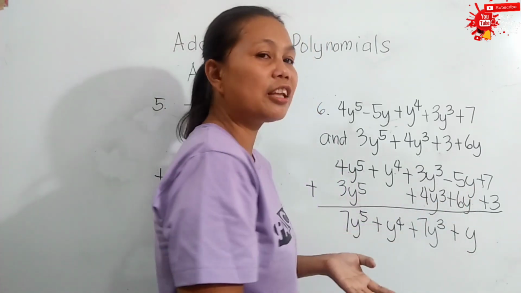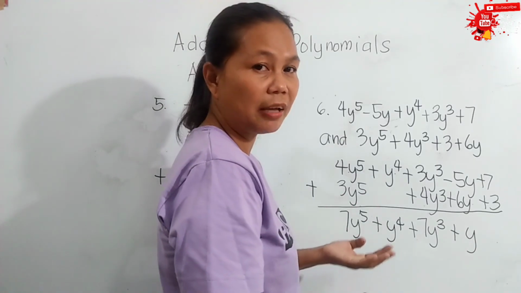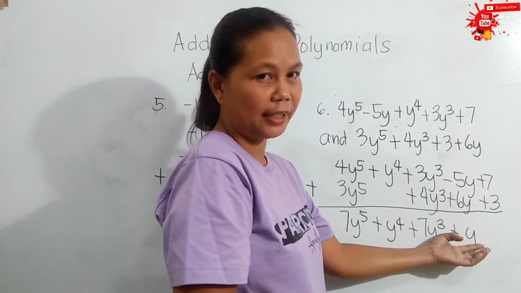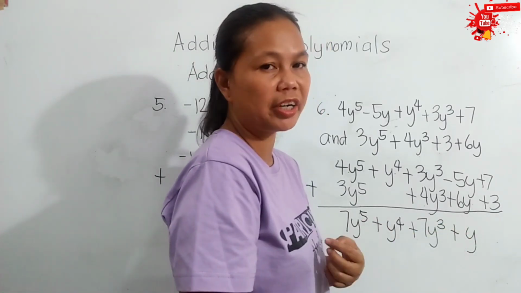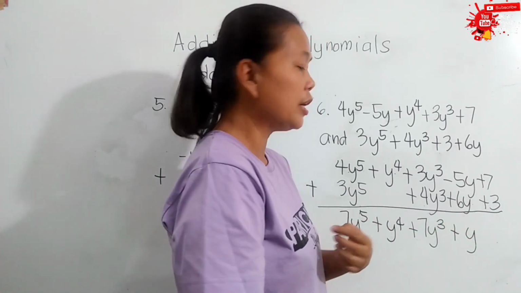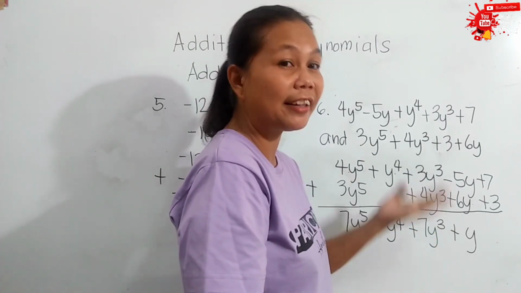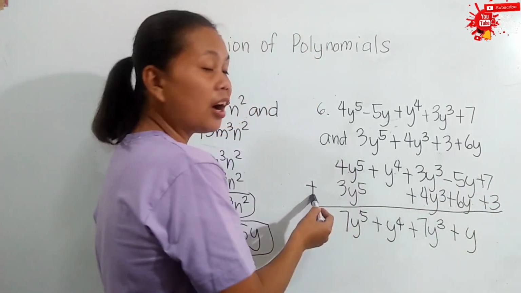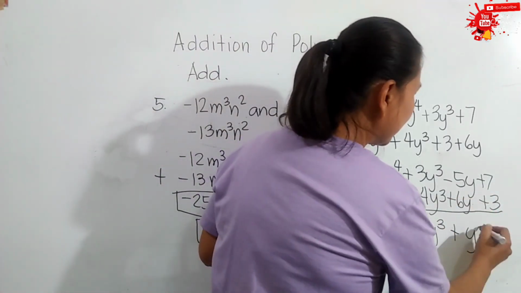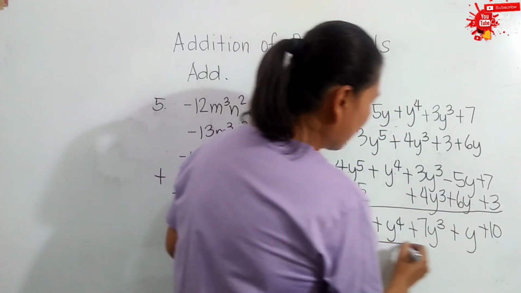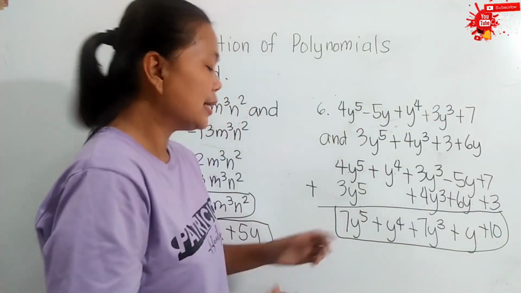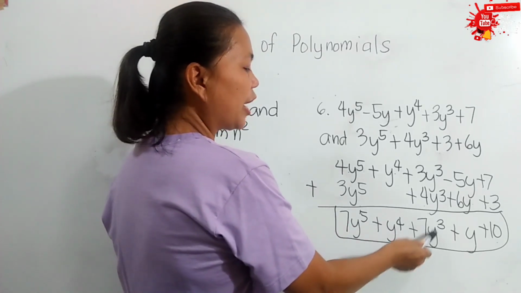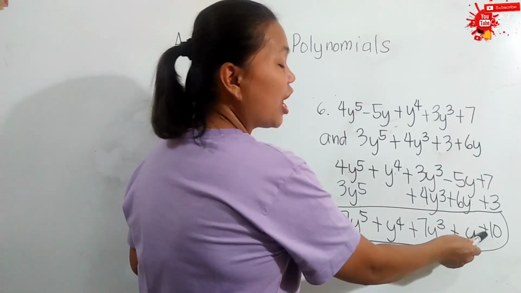So therefore, negative 5y plus 6y is positive y. So it means that the numerical coefficient of y here is 1. So no need to write 1 if the numerical coefficient is 1. Or if it is negative 1, just write the negative sign, no need to write 1. Okay? Then positive 7 plus positive 3, we have positive 10. So therefore, the sum of these two polynomials is 7y to the fifth plus y to the fourth plus 7y cubed plus y plus 10.